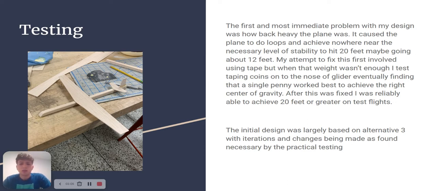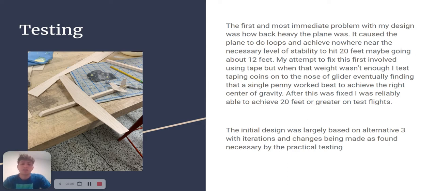My first attempt to fix this involved using tape, but when that weight wasn't enough, I tested taping coolant on the nose of the glider, eventually finding that a single penny worked best to achieve the right center of gravity. After this was fixed, I was reliably able to achieve 20 feet or greater on test flights.